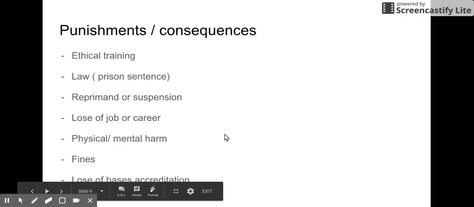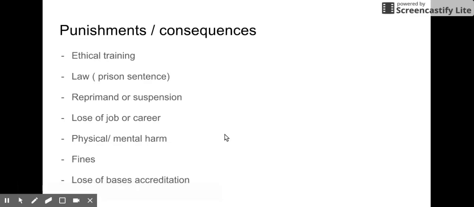So if these ethical and legal responsibilities aren't kept to, punishments and consequences can occur. Punishments can include the researcher and experimenter being made to go on ethical training, a prison sentence, reprimand or suspension, losing their job or career, paying fines or losing their BASES accreditation. So ethical training would be going to learn what's ethically right and what they need to do in their experiment to make sure it's ethically and morally correct.